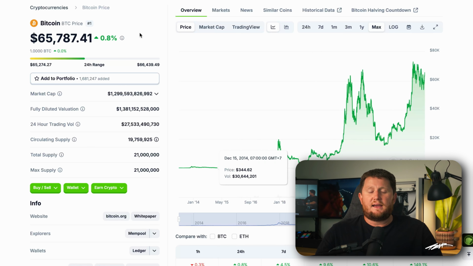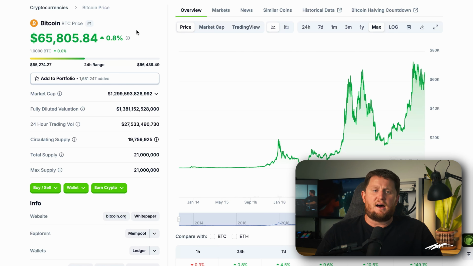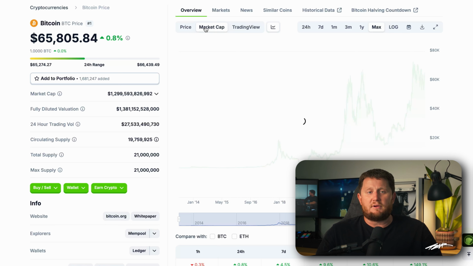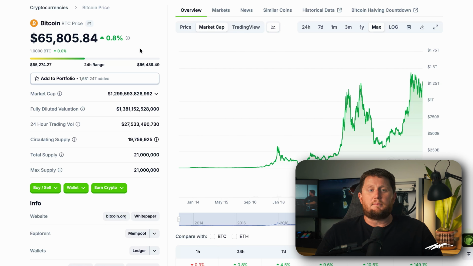Bitcoin, as of today, accounts for 53% of the total market cap of the whole market. You'll hear people say Bitcoin dominance is up or Bitcoin dominance is down. That's in reference to this number here. And this here is the market cap.